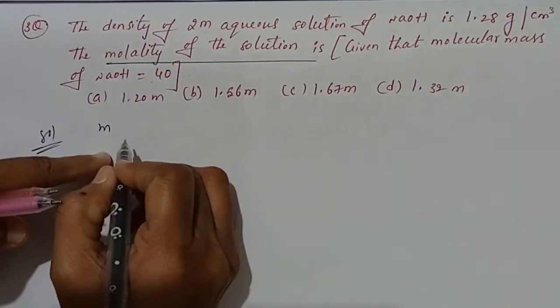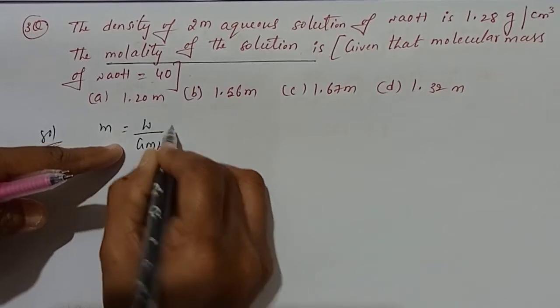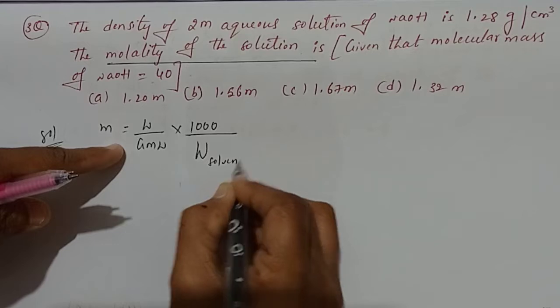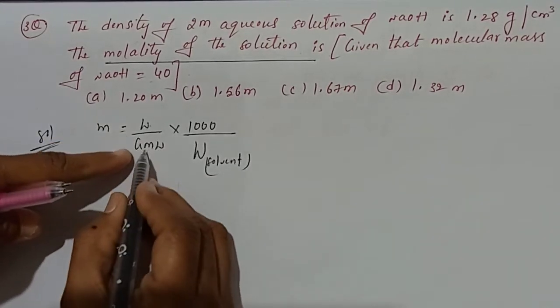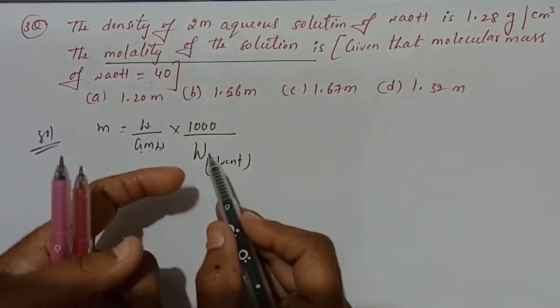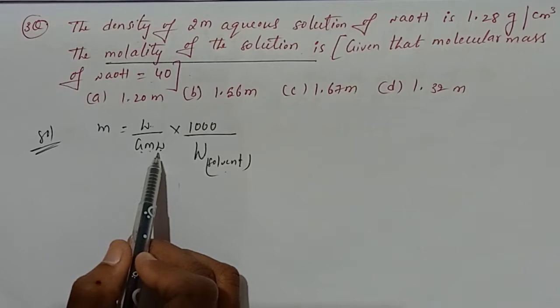Molality is represented by small m is equal to weight of the solute by gram molecular weight into 1000 by weight of the solvent. Correct? This is the weight of the solvent. This is the weight of the solute. This is the gram molecular weight of the solute, students. Clear this one? Now weight of the solute to gram molecular weight of the solute.